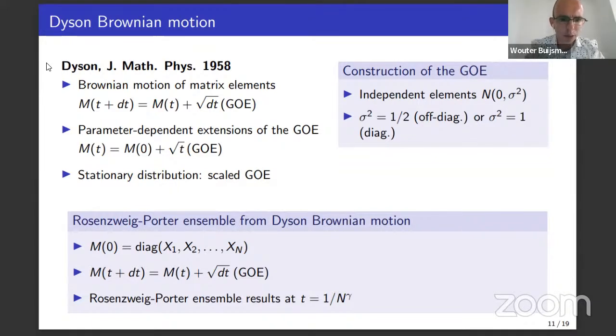Okay, what is Dyson Brownian motion? Essentially, the overall idea is to make the matrix elements time dependent. We have a matrix M, which depends on t, and the matrix at time t plus some infinitesimal small time step dt is given by the original matrix plus the square root of dt times a GOE matrix, a sample from the Gaussian orthogonal ensemble.